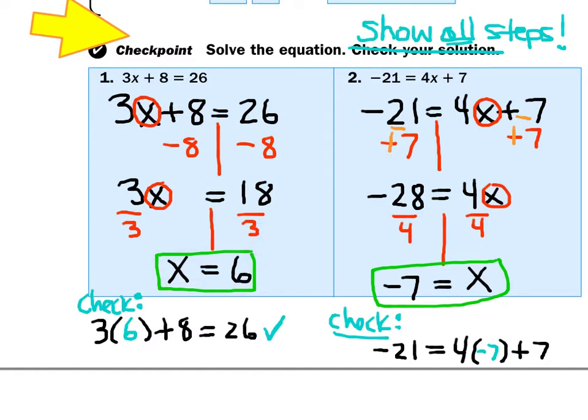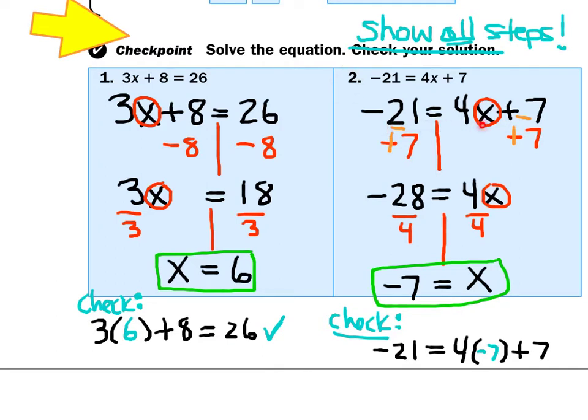Now I showed you just a mental math check. You can always put the 6 back in the equation. So 3 times 6 would be 18, and 18 plus 8 gives me 26. So it checks. You can always do a mental math check. Take a look at number 2.